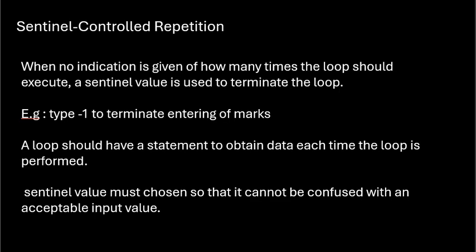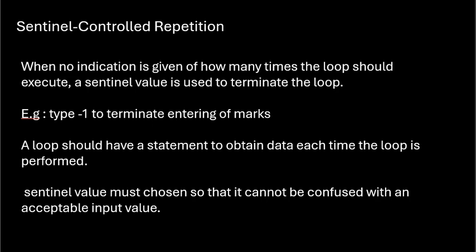Now let's pay our attention to sentinel controlled repetition. When no indication is given of how many times the loop should execute, a sentinel value is used to terminate the loop. As an example, here we type -1 to terminate entering of marks. A loop should have a statement to obtain data each time the loop is performed. The sentinel value must be chosen so that it cannot be confused with an acceptable input value.